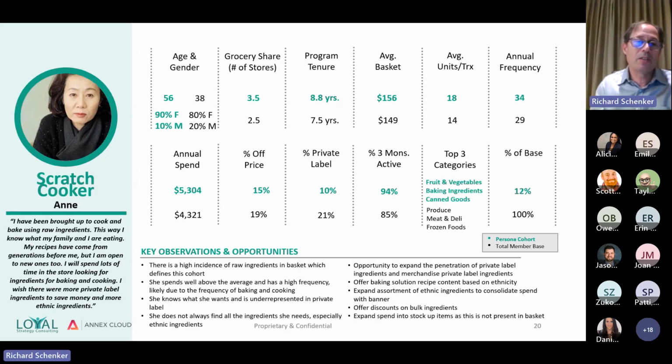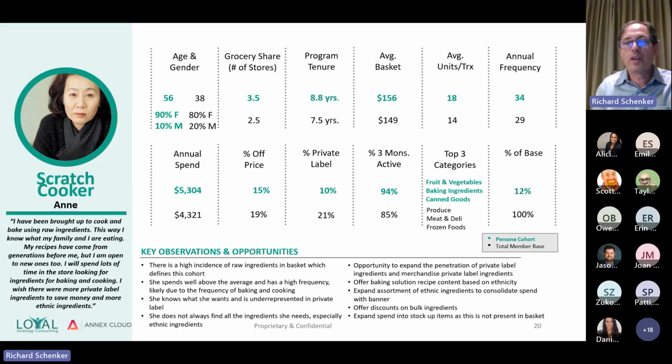And then there's Anne, who's a scratch cooker. You can tell by the picture, she's not very happy with us, but here's a bit of the narrative about Anne. I've been brought up to cook and bake using raw ingredients. This way I know what my family and I are eating. My recipes have come from generations before me, but I'm open to new ones too. I will spend lots of my time in the store looking for ingredients for baking and cooking. I wish there were more private label ingredients to save money and more ethnic ingredients.